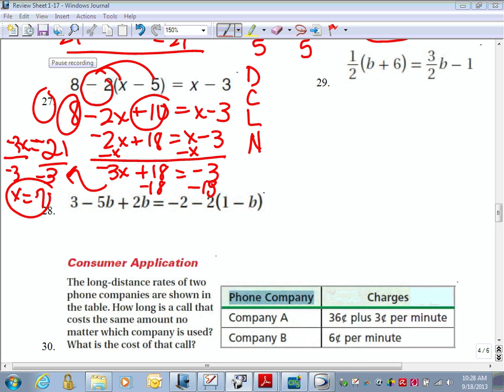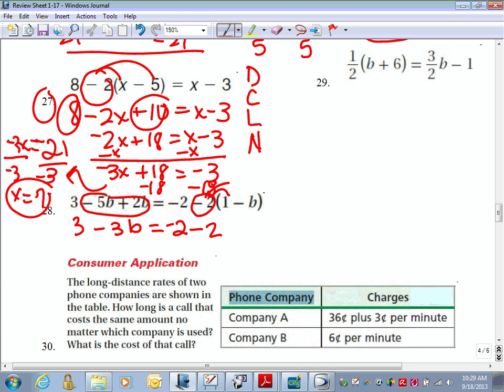All right, we're on number 28. So the first thing I'm going to do is distribute on the right and combine these on the left. I have 3 minus 3b is equal to, drop this negative 2 and distribute the other negative 2. So that's minus 2 and plus 2b. Now I need to combine these on the right-hand side.